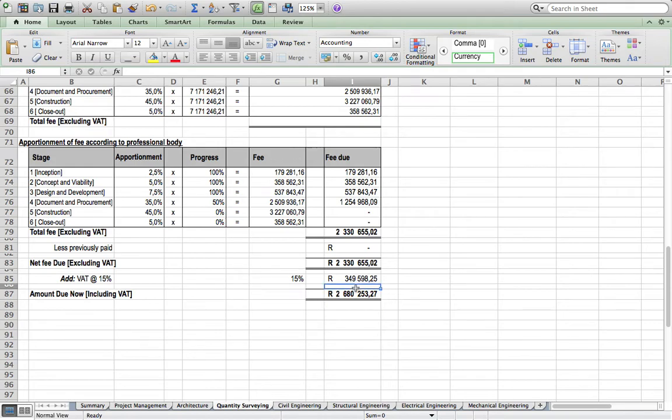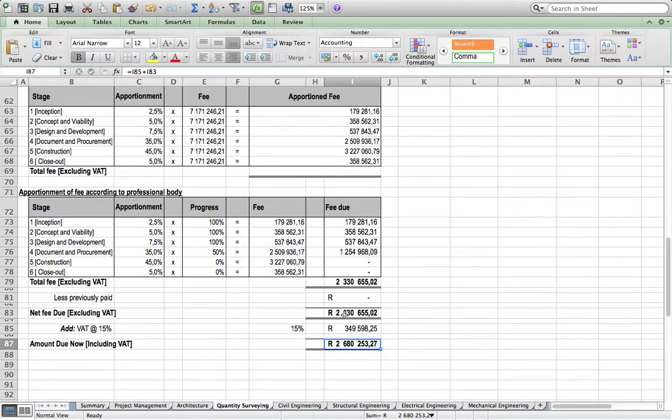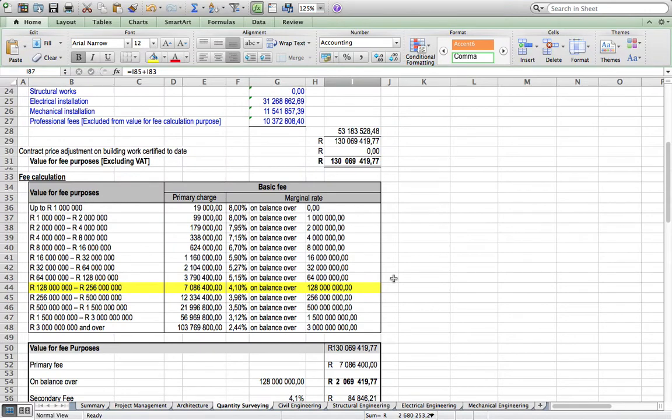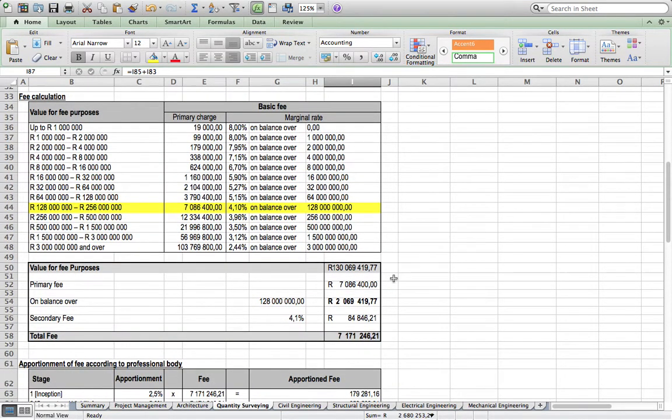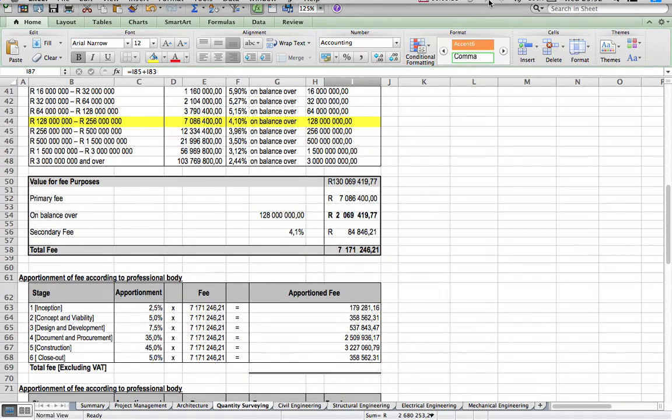So this is how you calculate the fees for the professional quantity surveyor. Thank you.